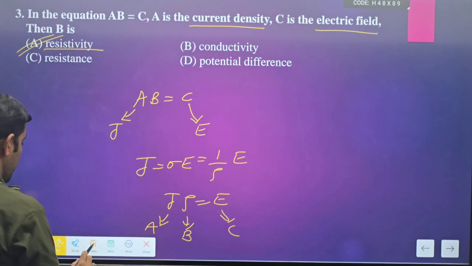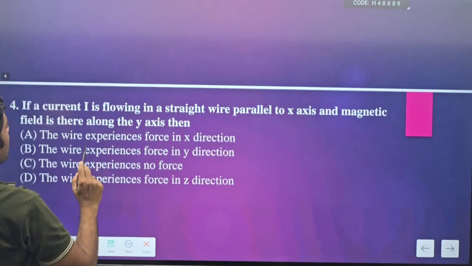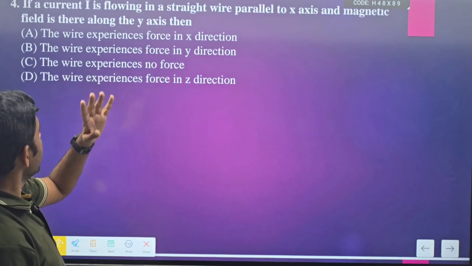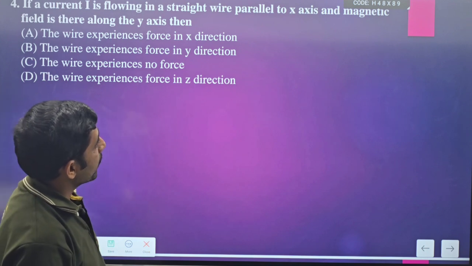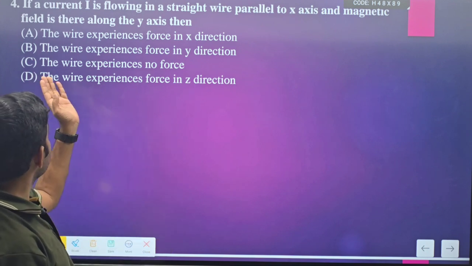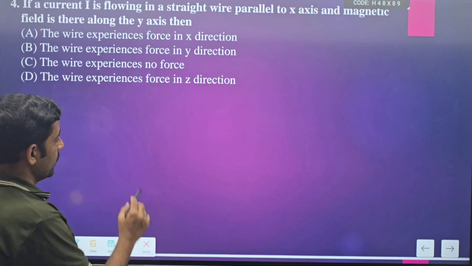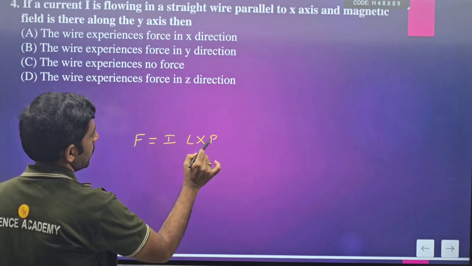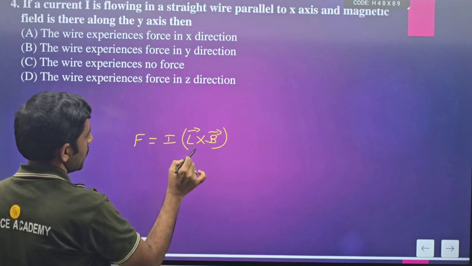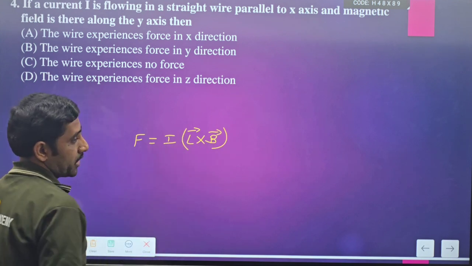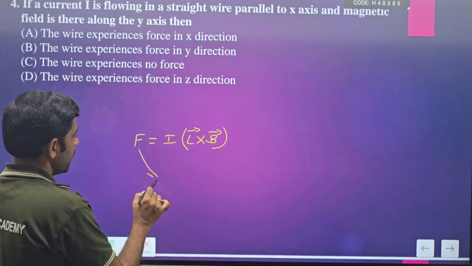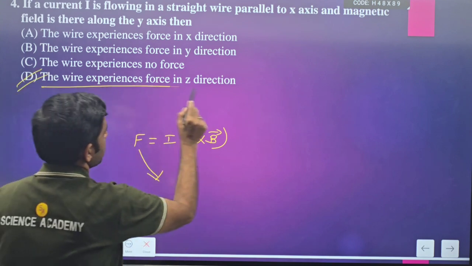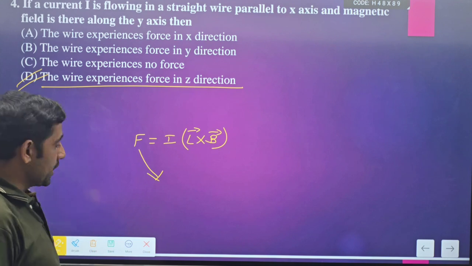Okay, so next, question number 4. If a current I is flowing in a straight wire parallel to the x-axis and the magnetic field is there along the y-axis, then, so current flowing in a conductor, ILB sin theta, I into L cross B. So current is in the x-axis, magnetic field is in the y-axis, then obviously it must experience a force in the z direction. The wire experiences force in the z direction.